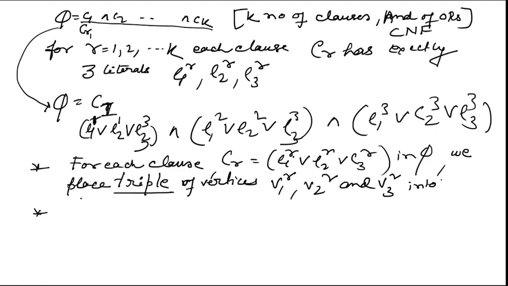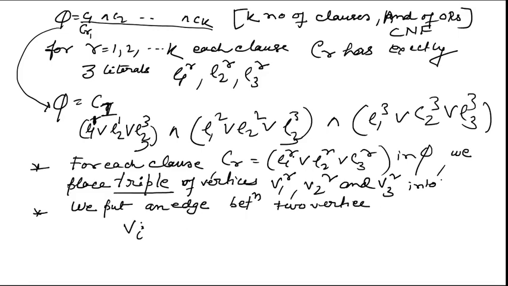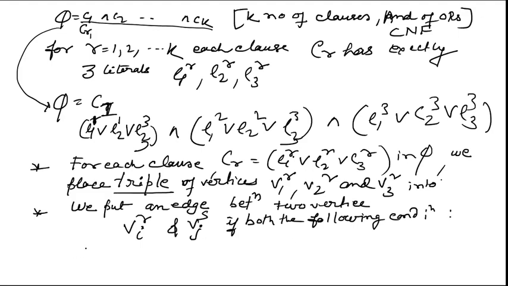Next important thing is we put an edge between 2 vertices. That means we will connect only those 2 vertices from different clauses. We will put an edge between 2 vertices, carefully, VIR and VJS. VIR is one clause and VJS is another clause. So VIR and VJS will be connected only if both of the following conditions hold. I'll show you how things are happening.